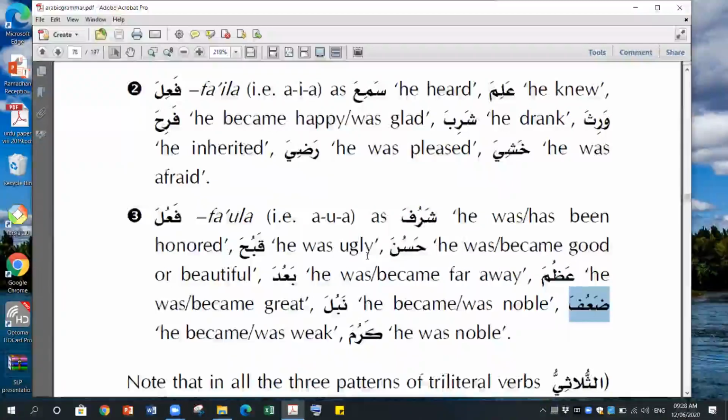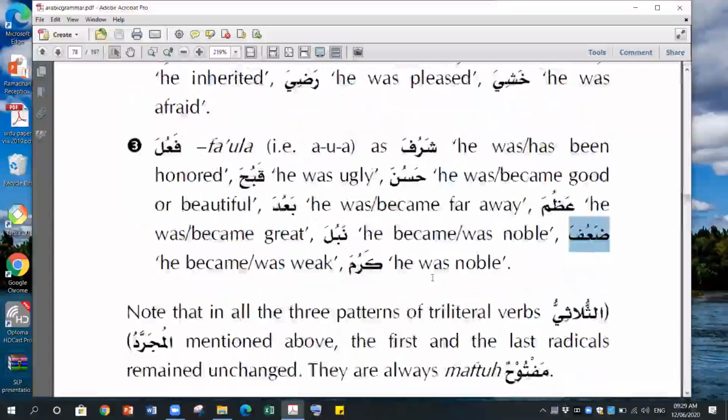I was going with the English one. That's why I thought so. English sometimes has some problem with translation, but they are not passive voice, I'm telling you. Sharufa, like he became honorable. They did not want to say honorable, so they say honored. He became honored, you can say like that, but it is not passive voice.